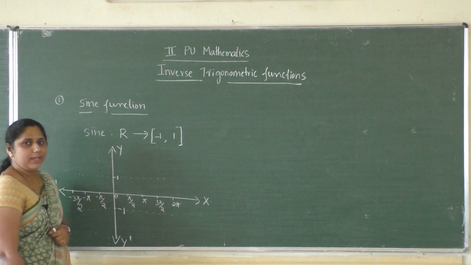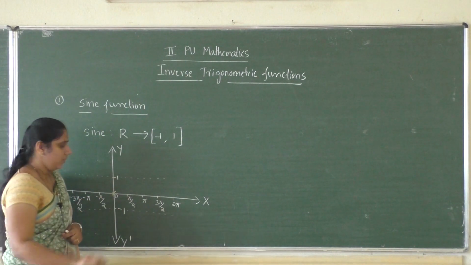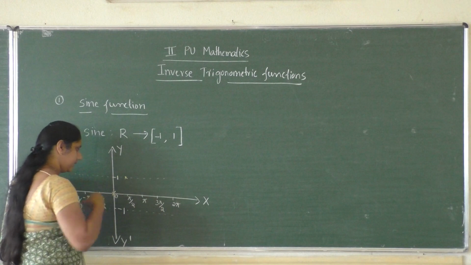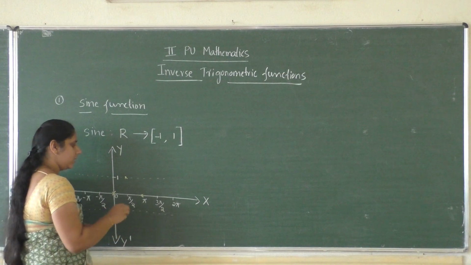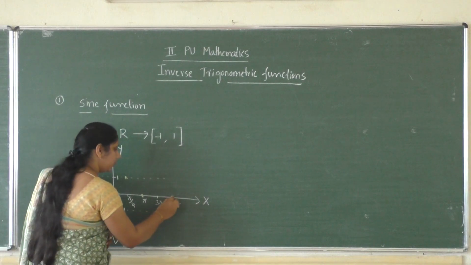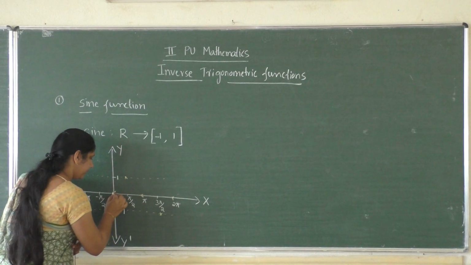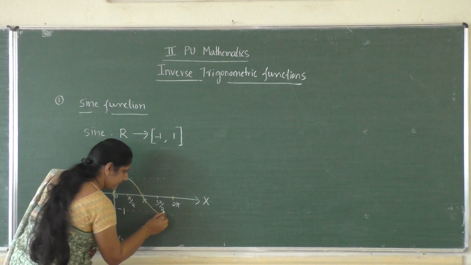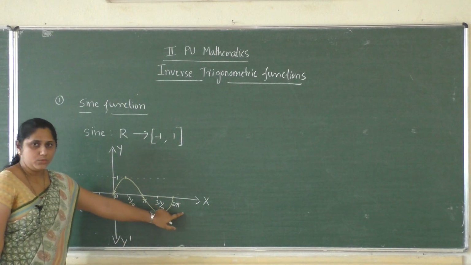Now what is the value of sine 0? Sine 0 value is 0, right? What is the value of sine pi by 2? It is 1. Next, what is the value of sine pi? It is 0. What is the value of sine 3 pi by 2? It is minus 1. What is the value of sine 2 pi? 0, correct? Now join these points. So this is the graph of the sine function from 0 to 2 pi, correct?